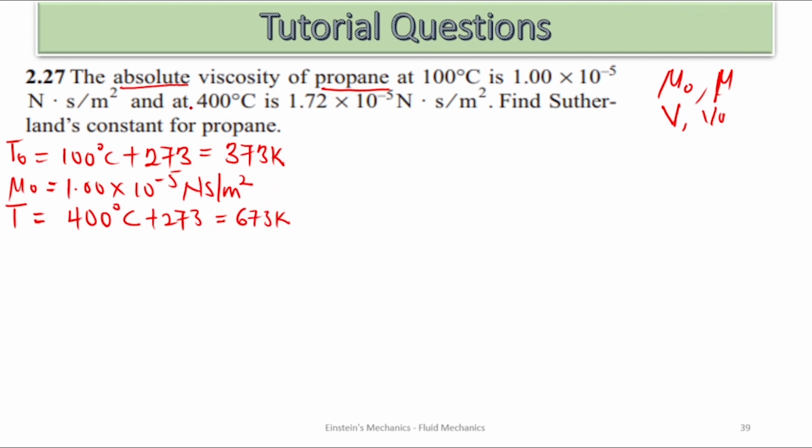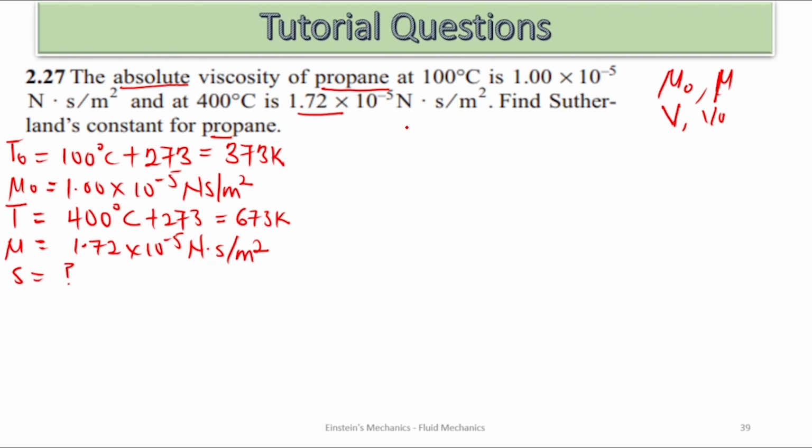Kelvin. Are we good? So at this, the absolute viscosity was also given as this. So what are we looking for? Find the Sutherland's constant for propane. Here we are looking for S, the constant. So my mu was also given as 1.72 to the power negative 5 Newton second per meter square. Are we good? So we have that, and we have to look for S.